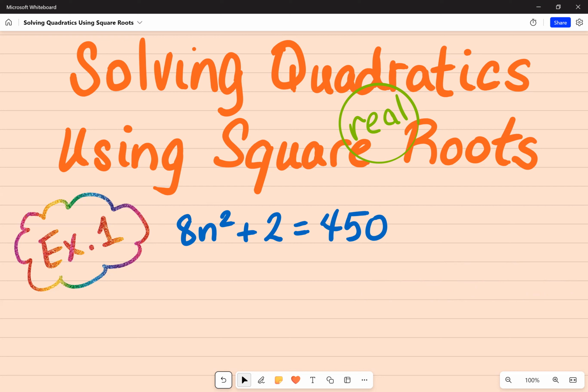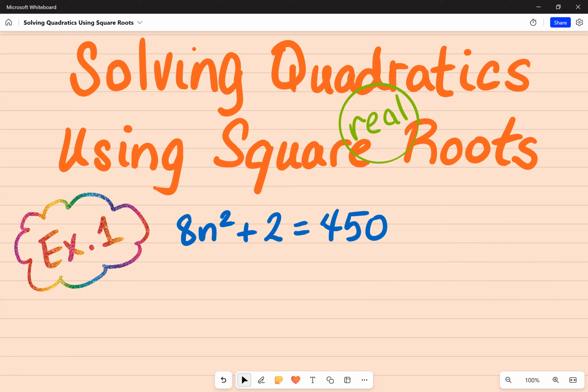Before I forget, I also want to recap inverses. If you have a plus sign and you want to undo it, you subtract. If you're multiplying and you want to undo, you divide. This time we have a square, so if we want to undo that square, we're going to have to square root. You need to make sure you understand inverses because that's going to be very helpful when we're using the square root method. So let's go ahead and get started.